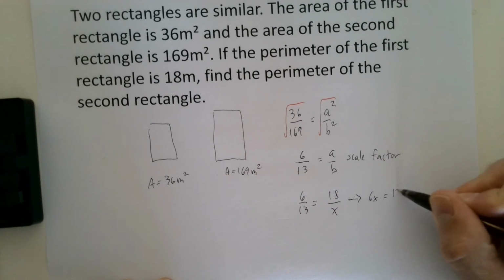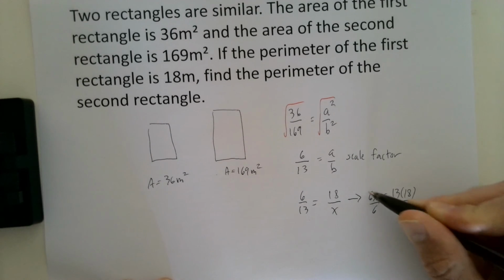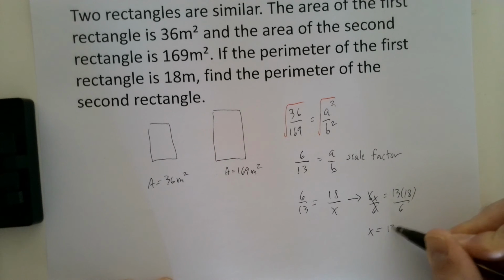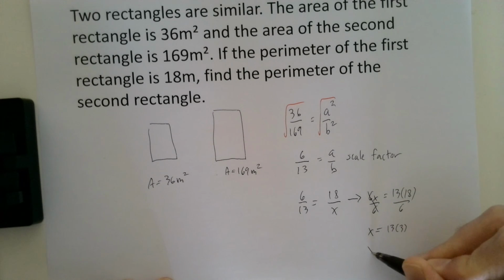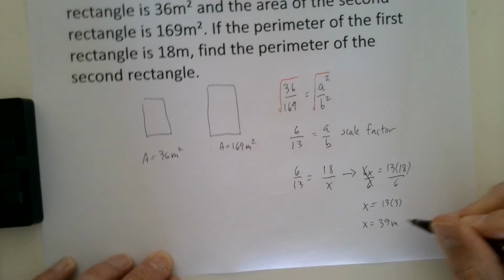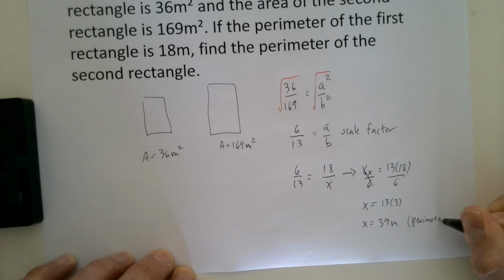So I'll leave that as 13 times 18. And 6 goes into 18 3 times. So I get a perimeter of 39 meters. So this is the perimeter of the second rectangle.